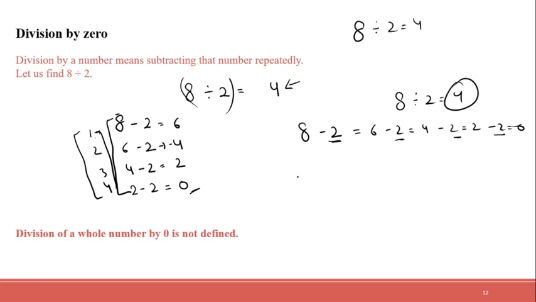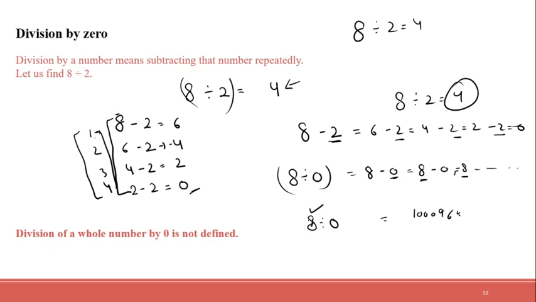But in case of 0, if I divide 8 by 0, I'll get 8 minus 0, then I'll be left with 8, then 8 minus 0 again, and I'll be left with 8 again. That means this outcome will always be 8, because we are not subtracting anything, because 0 does not hold any value here. If we subtract 0 from it, we'll get 8 only. That means in place of 8, this can be any number. If I write, let's say, this big number 964 upon 0, the answer will be not defined, because every time we'll subtract 0 only and this number will remain the same. So the division of a whole number by 0 is not defined.